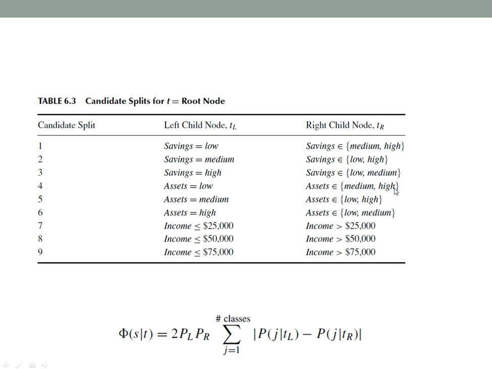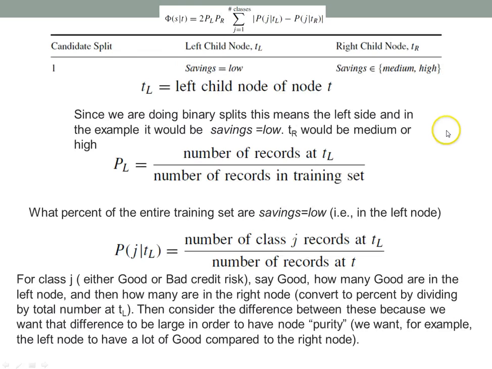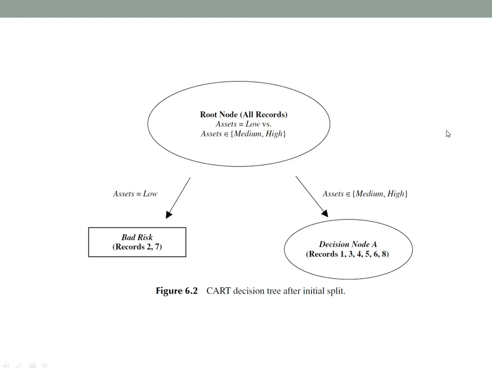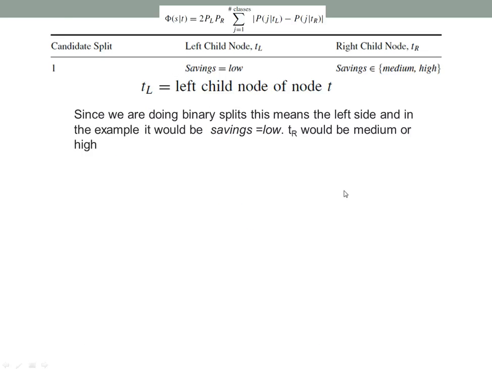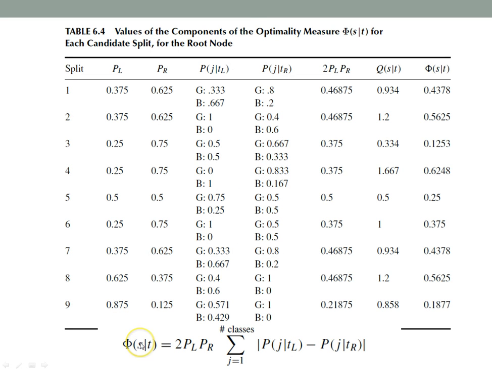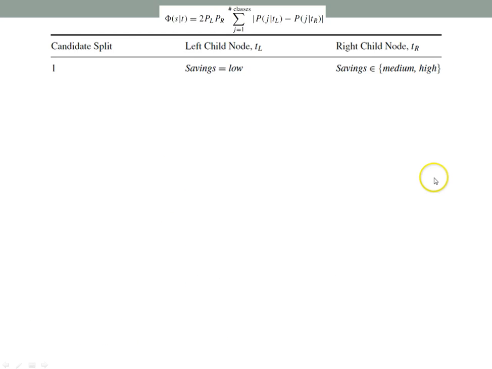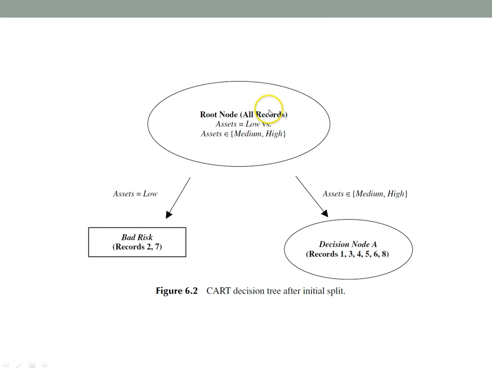So let's see, when we make the tree, do we have a picture of this tree? There it is. So we're going to have assets at the top of the tree, and then we're going to split low here, low versus high medium. And that's going to give us the purest division. So this phi is measuring pureness. The larger the phi, the higher the purity. So we found that the largest phi was here, so we found that the best split would be here.